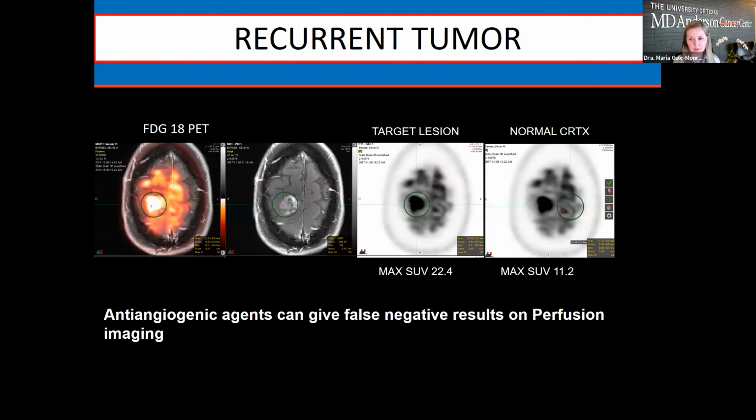Delayed time point PET imaging demonstrated significant FDG avidity of this lesion, in keeping with tumor recurrence. This case illustrates how anti-angiogenic agents such as Avastin can give false negative results on perfusion imaging.